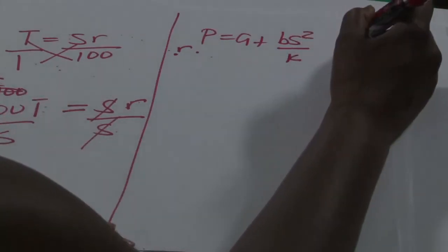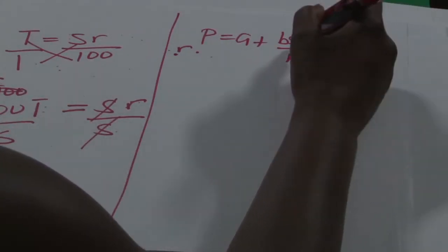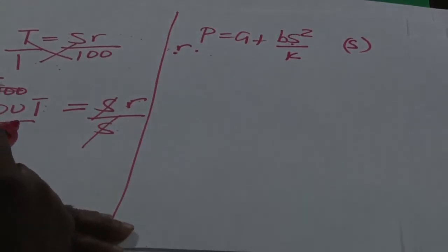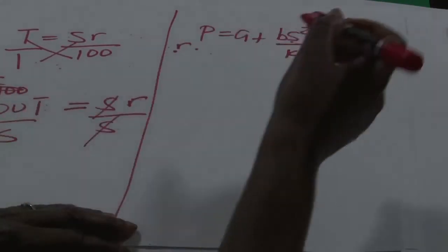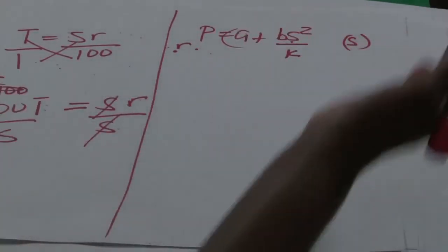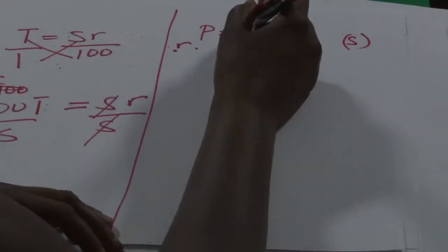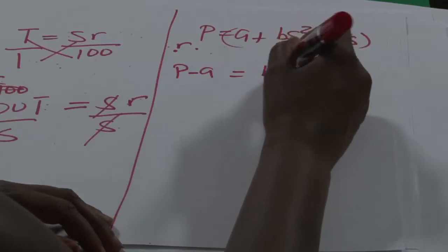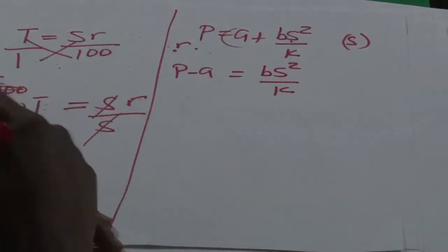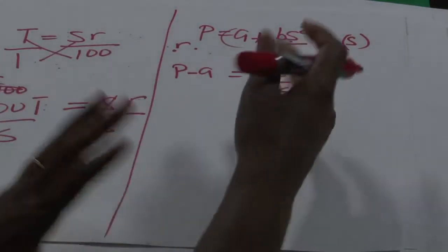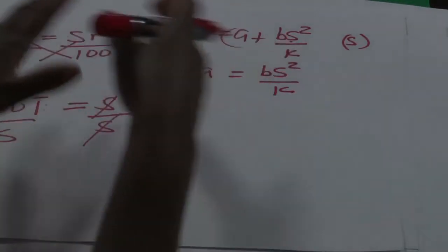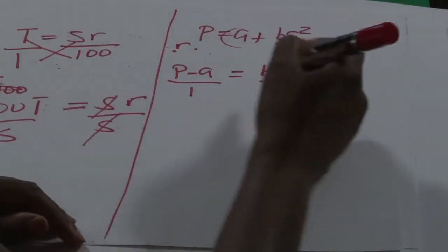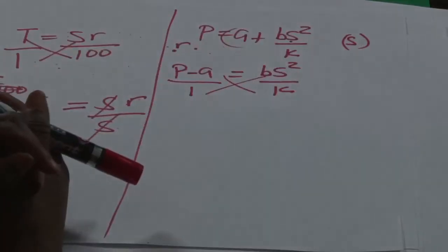Okay, I want to make S the subject, this one here. How can I make S the subject of the formula? I can move A first of all to the other side. So then it will be P minus A, which is equal to BS squared over K. And then once it comes here, you have in mind a fraction here. We can make this one a fraction as well. Then we can cross multiply.